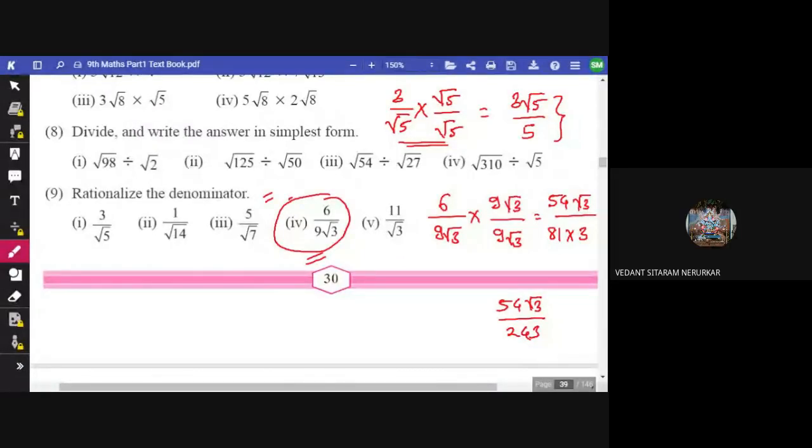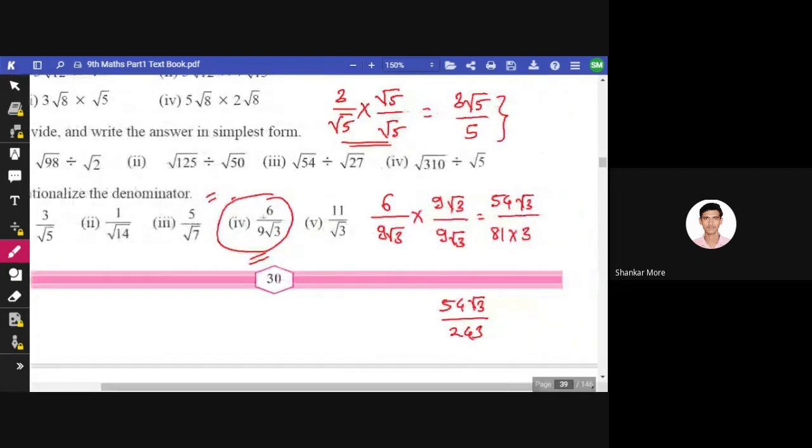Sir, how did square root 3 into square root 3 become multiplication? Which question are you talking about? The fourth one. Okay, the fourth one, so I'll explain it again. It is 6 divided by 9 root of 3.